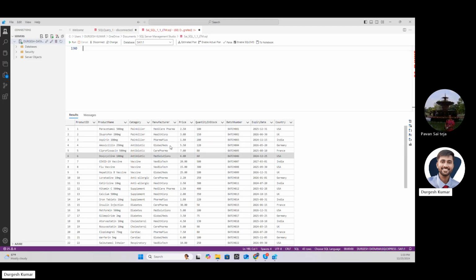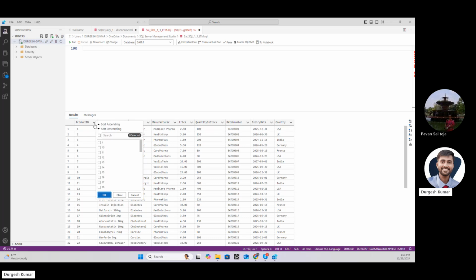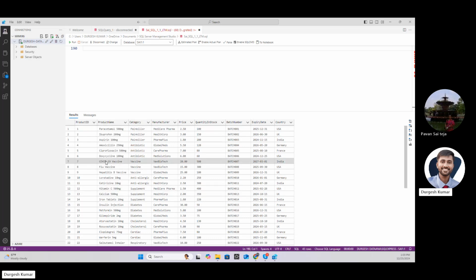So let's understand the story of the data. First, we have product ID, and the product name. Each product name belongs to a particular category, whether it's a painkiller, antibiotic, vaccine, diabetes medicine or something. So there are categories. Then we have manufacturers.